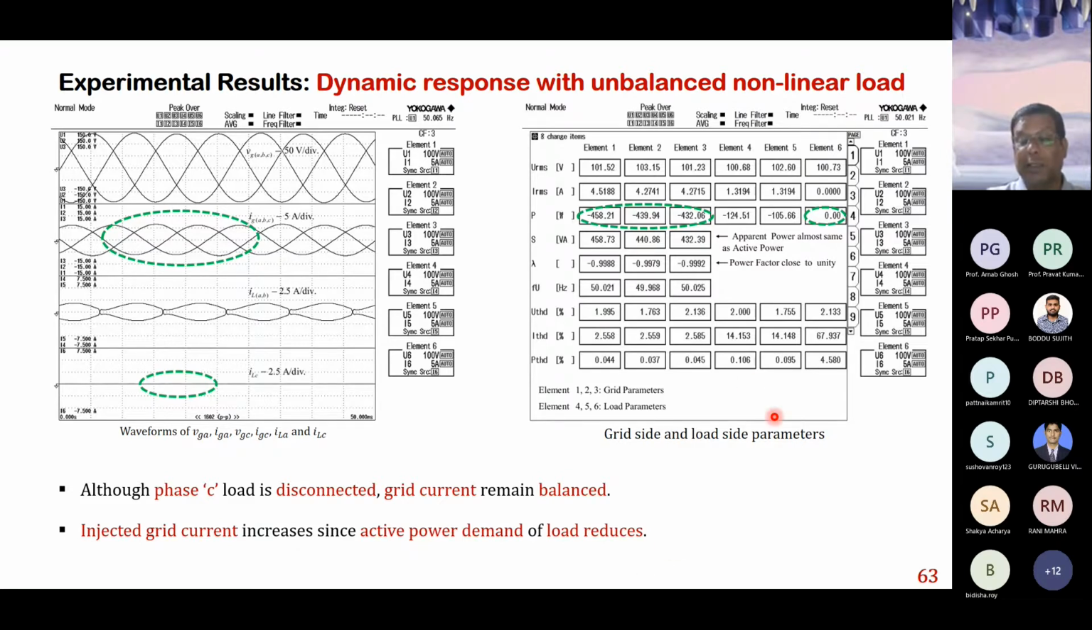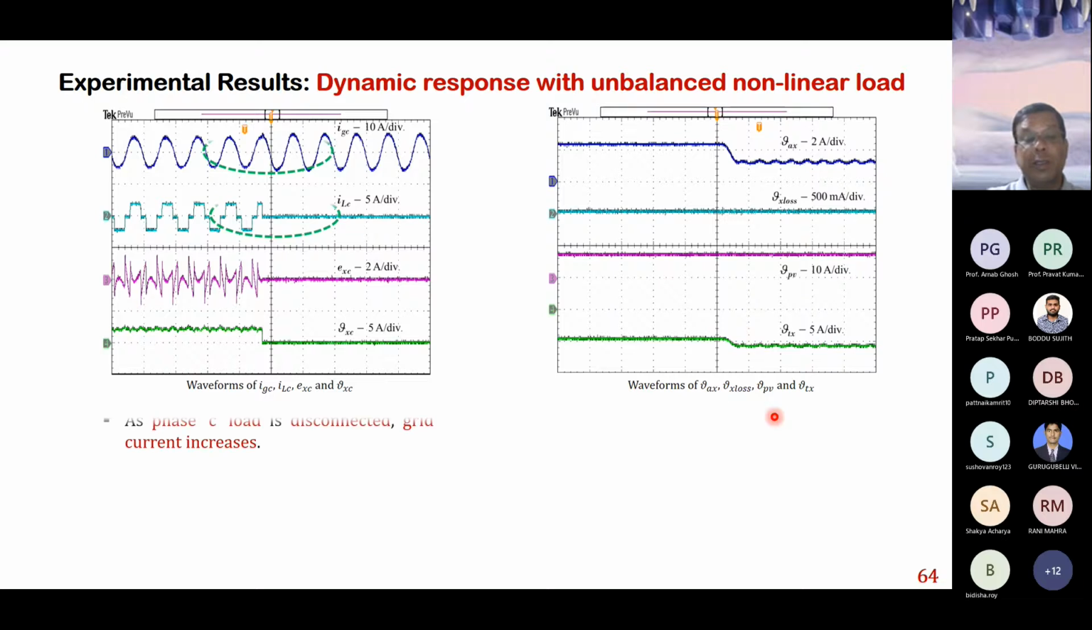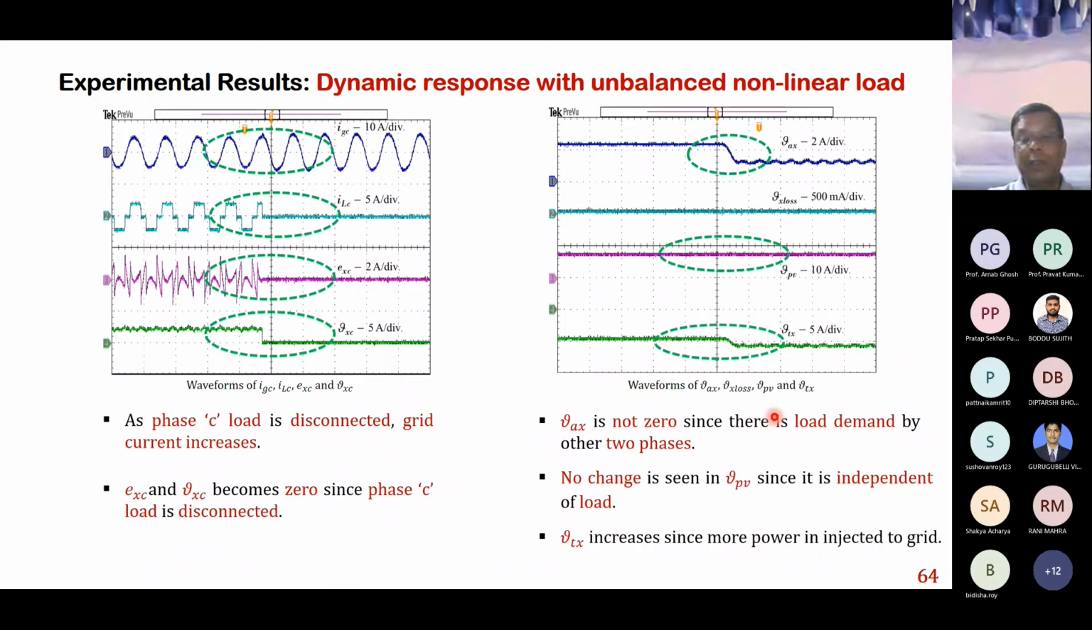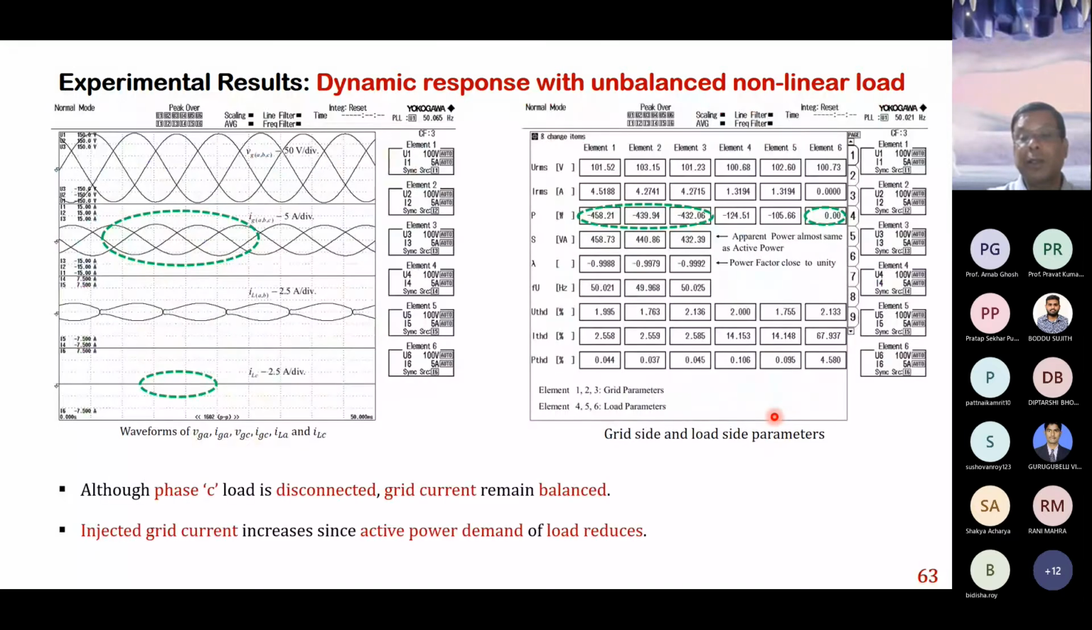And here the THD of the grid current has been measured, yeah, 2.558.